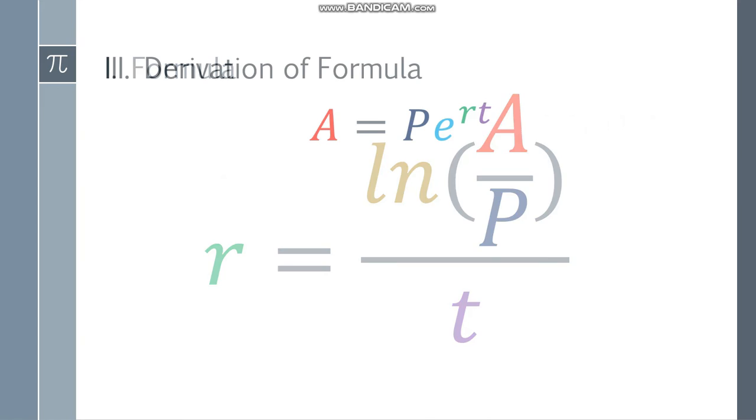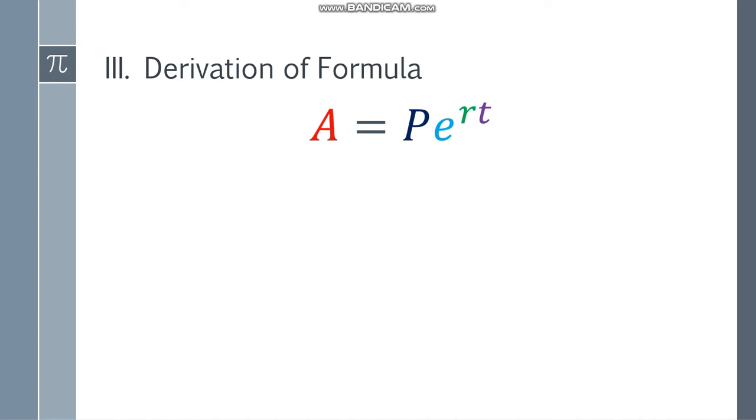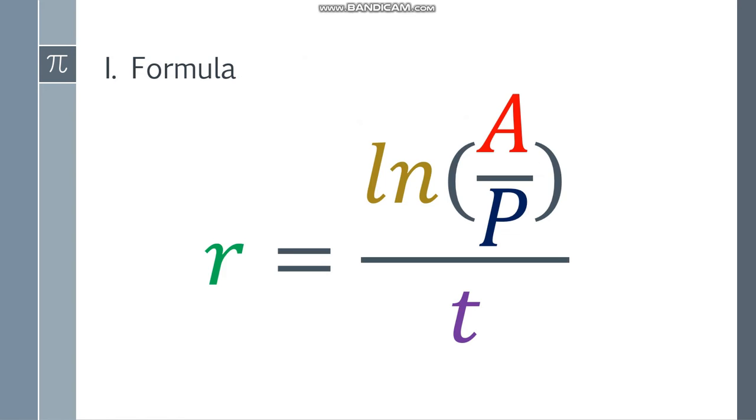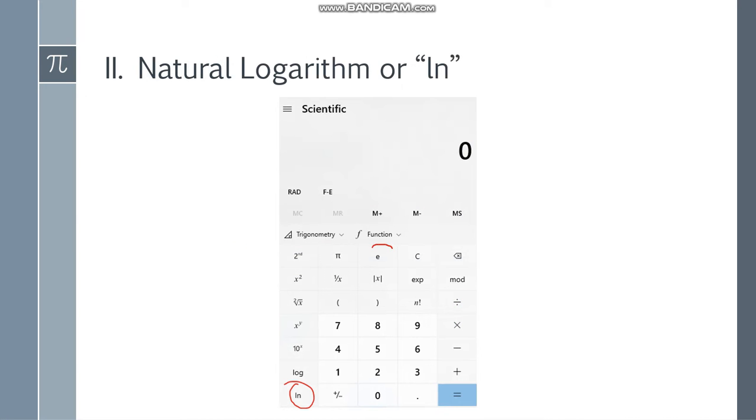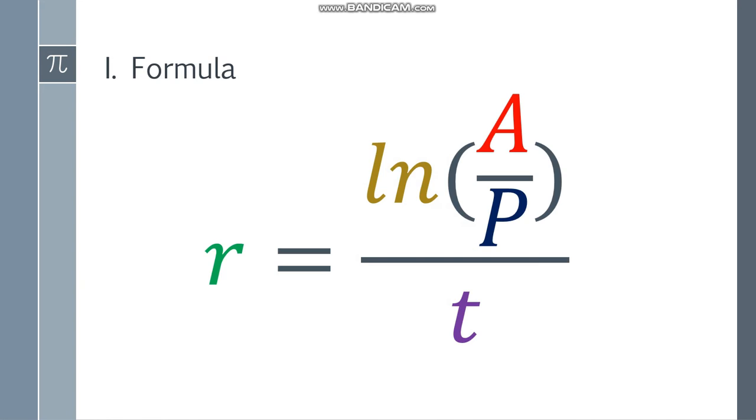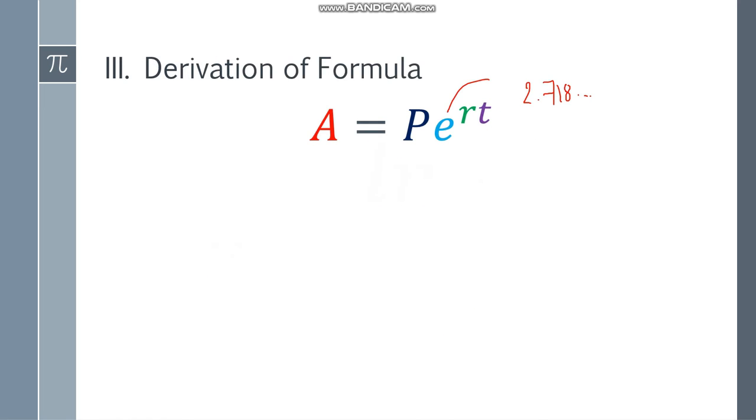So the derivation of the formula is like this. To find the final amount, it will be P times e, as e is an irrational number, like 2.718 and so on. So in the calculator, it's like this one. Okay, going back, so 2.718 something to the rt. So rt are the exponents. So if you want to find r, you have to do it like this.